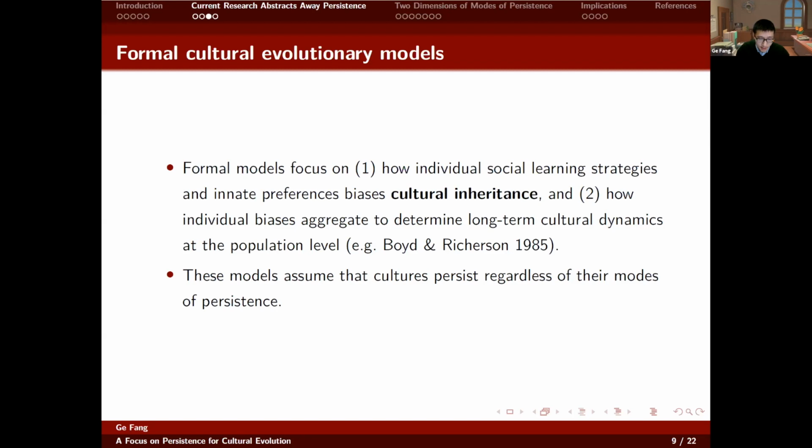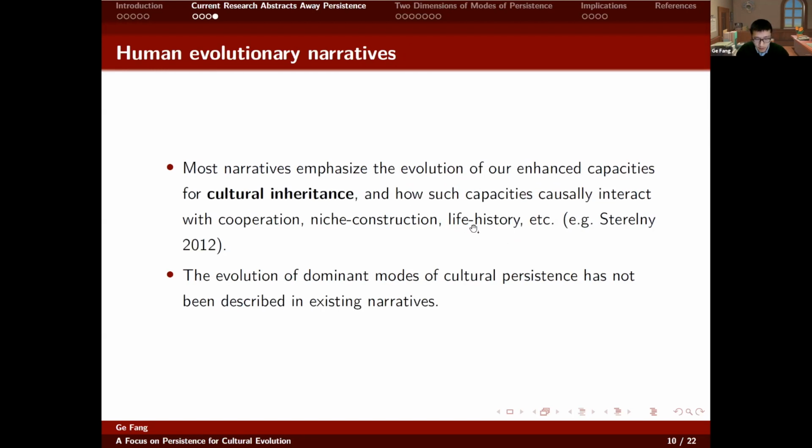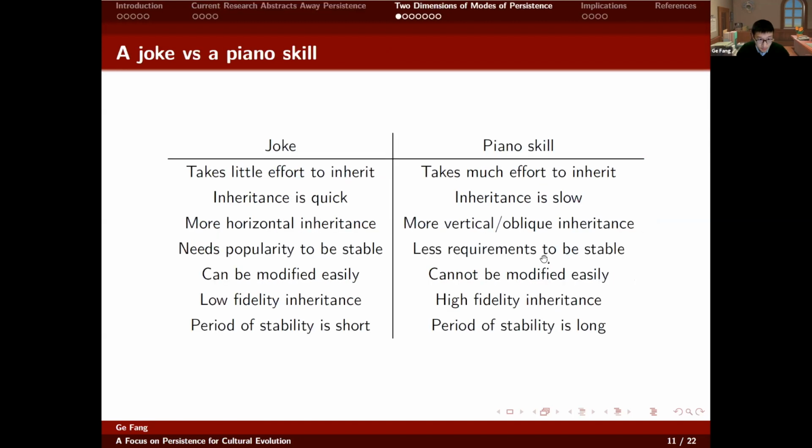Last but not least, we have human evolutionary narratives. Most of these narratives emphasize the evolution of our enhanced capacities for cultural inheritance and how such capacities causally interact with cooperation, niche construction, life history, etc. The evolution of dominant modes of cultural persistence has not been described in existing narratives.